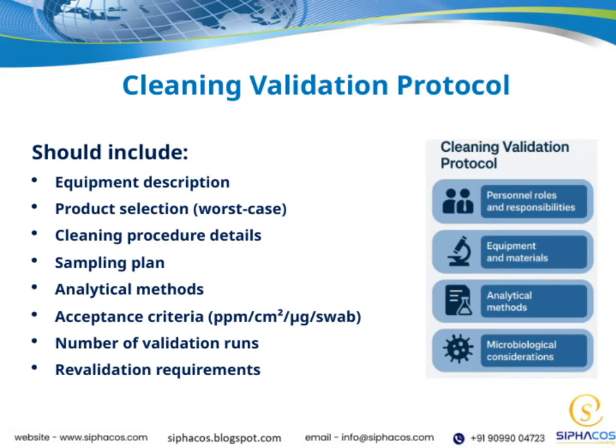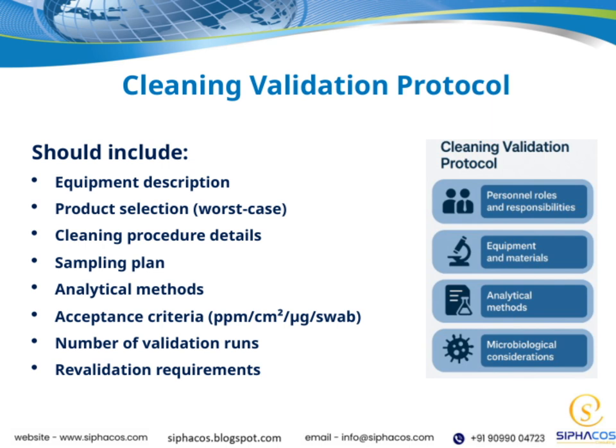Let's now look at the key elements involved in our cleaning validation process. First, we'll consider the equipment description. It's important to understand the specific equipment being validated, including its design and materials, as these factors can influence cleaning effectiveness. Next, product selection is crucial. Here, we focus on the worst-case scenario, meaning the most difficult product to clean or the one that leaves the most residues, to ensure our process is robust enough for all products.